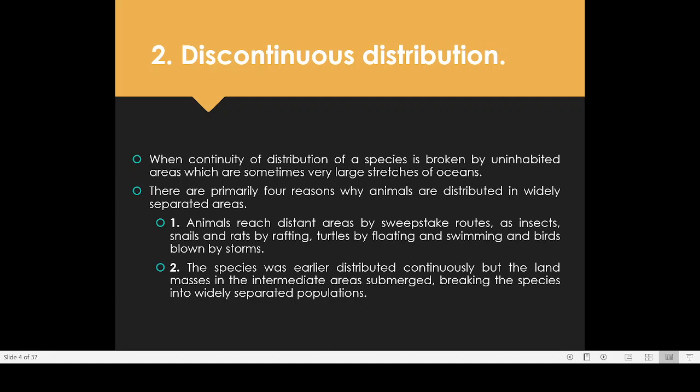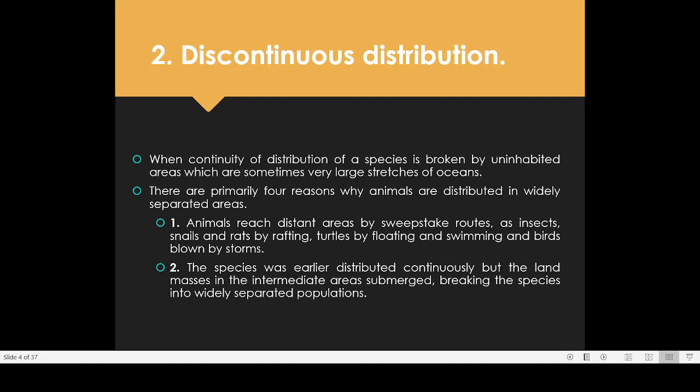Now, when the continuity of distribution of a species is broken by uninhabited areas, which are sometimes very large stretches of ocean, the definition is that when there is a discontinuous distribution, these animals are only present in certain areas of the world. And between these areas, for example, between India and Africa, we have what we call the Atlantic Ocean. So when there is a large natural barrier between the two major areas, we call that type of distribution a discontinuous distribution.